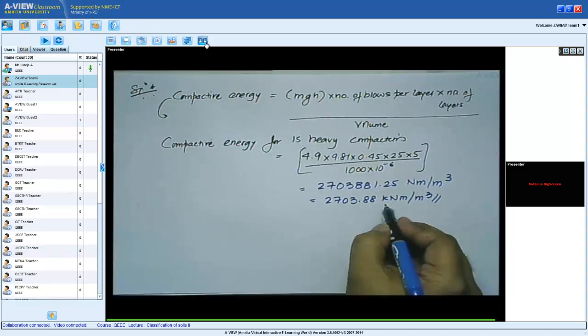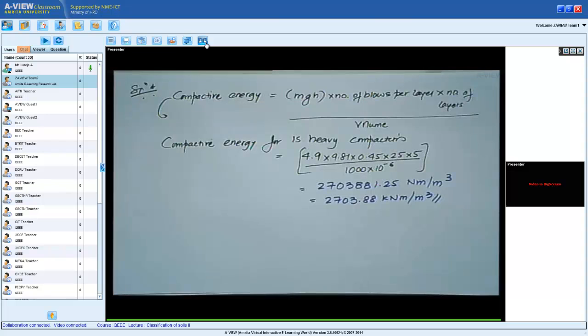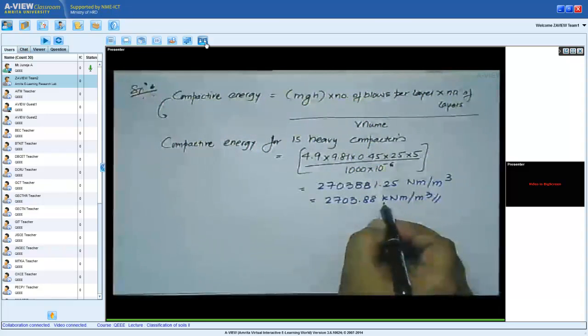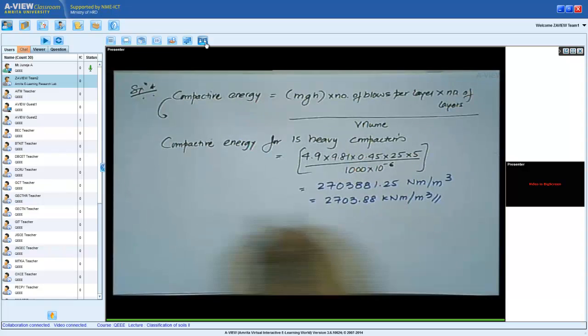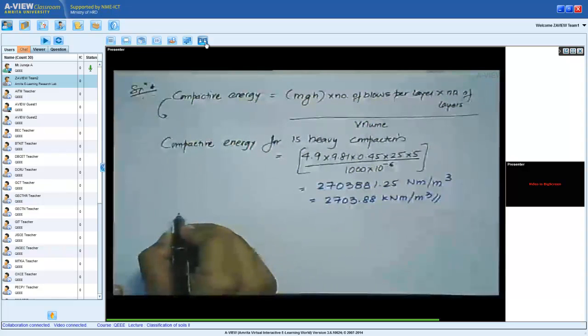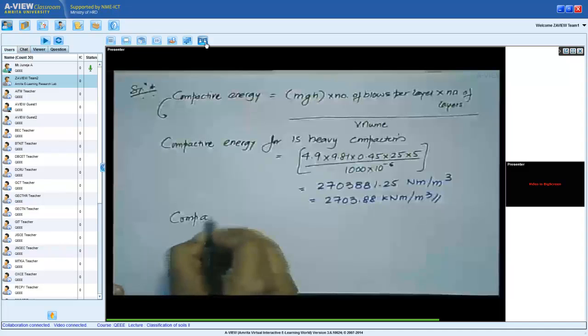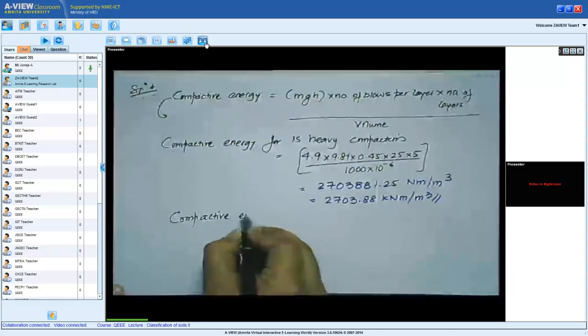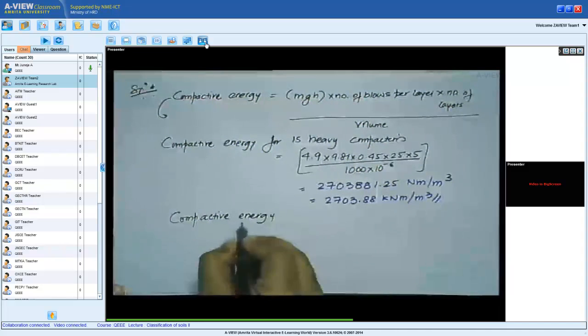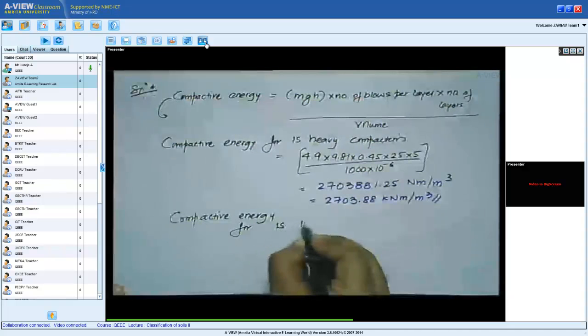Remember, this k in kilonewton is not in capitals, it's small. That's the most common mistake we all make. This k is small k, not capital K. So what about the second one, compactive energy for IS light compaction?